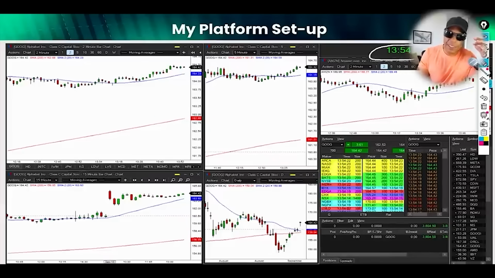Of course, I have the time, which can come in really handy when you're understanding how far inside of a 2-minute bar you are. Do you have 10 seconds left in the bar, 20 seconds left in the bar, 30 seconds left in your 2-minute bar? The time or clock is very important for precise trading.